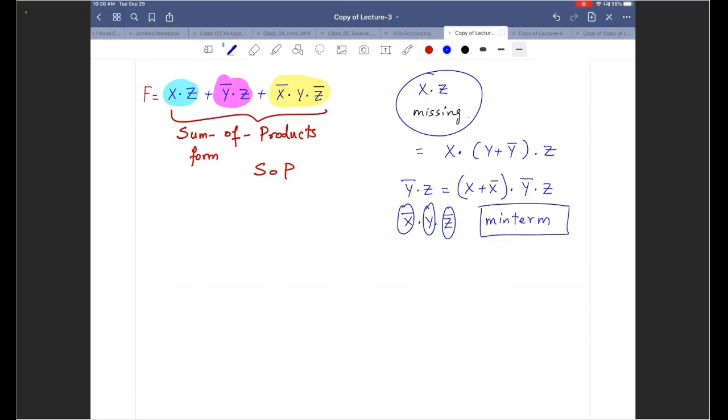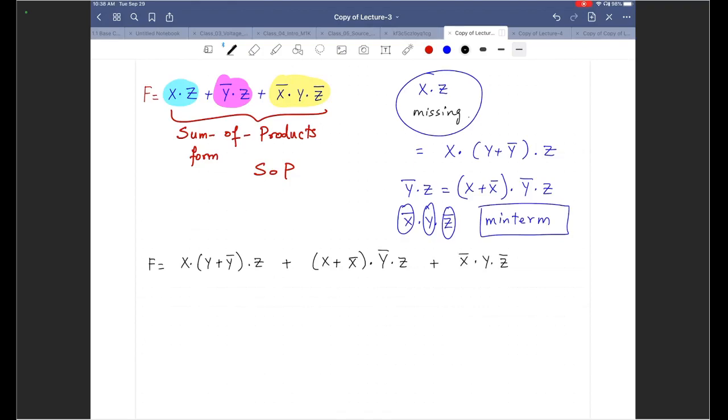So if I rewrite my function F using this strategy, for the first term I have X and Z, and I wrote that as X and (Y or Y complement) and Z. The second term has Y complement and Z, and we forced X on top of that, so (X or X complement) and Y complement and Z. Then the last term was already a minterm, so we left it as is. Nothing to manipulate there.